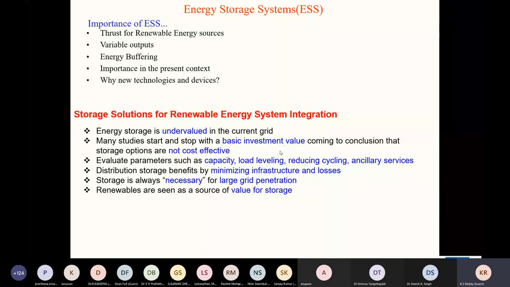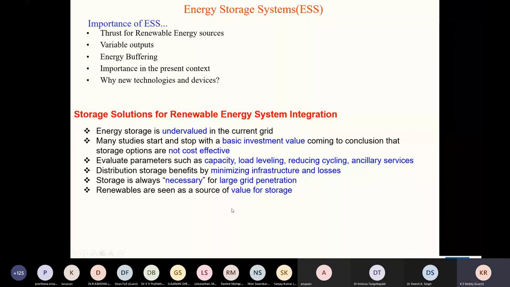We have to make it cost effective, and we have to look at the capacity, load leveling, reducing cycle and ancillary services and so on, and distribution with the storage, using minimum infrastructure and minimum losses. We need to use the necessary storage, and also an integrated one. Renewable energy should have value addition.